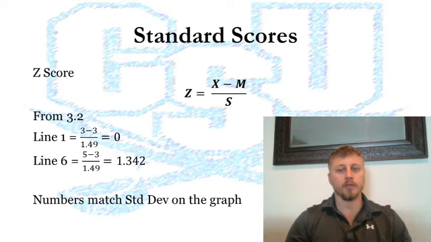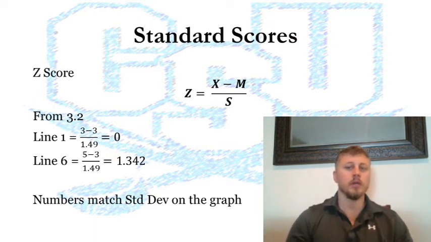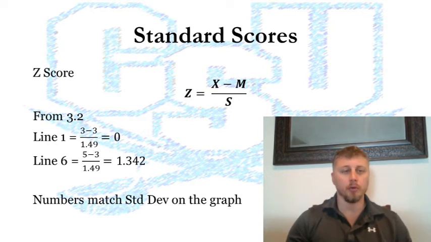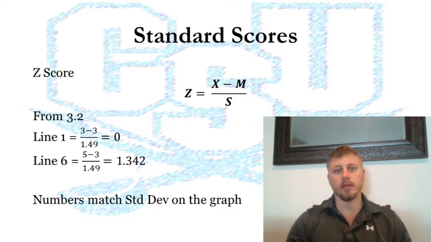So numbers tend to match the standard deviation on a graph, but for most cases, I think you're going to see a 0 standard deviation, a 0 z-score, and then you're going to see a 1 or a very close point or decimal number related to that 1, and we'll get more into that in the next couple of slides.